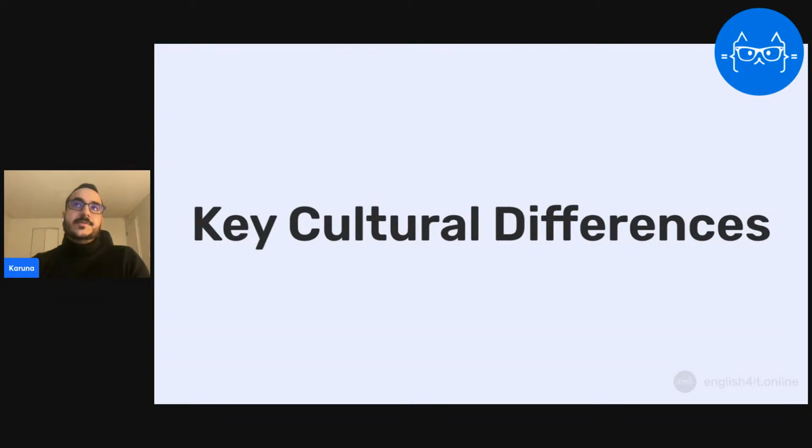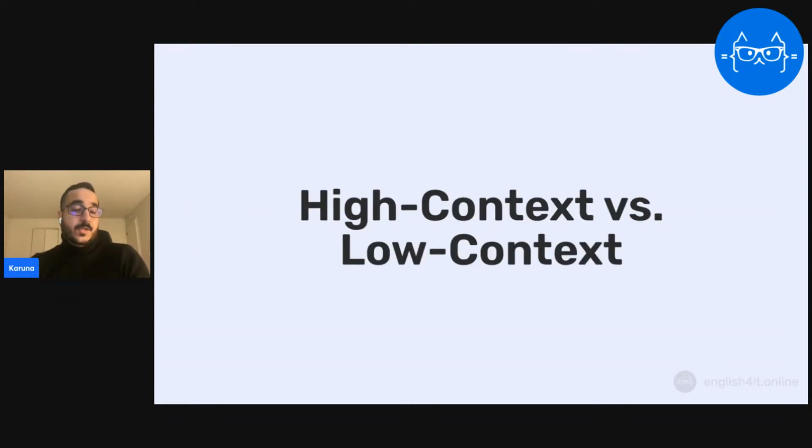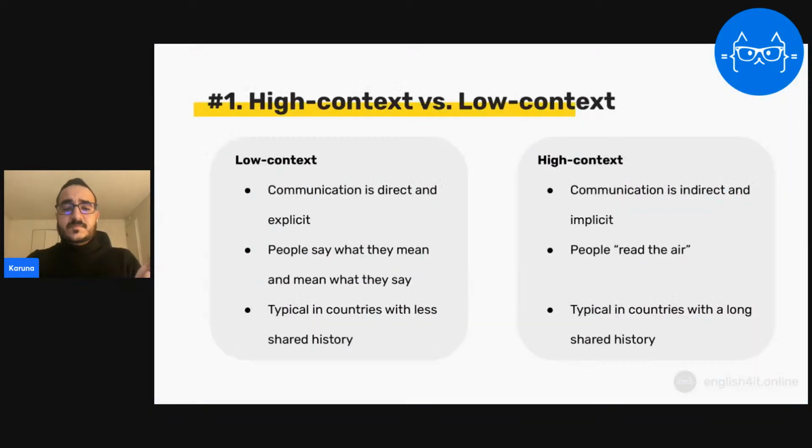So, what are some cultural differences or concepts that you can look out for when examining how a culture communicates? The first thing I want to talk about is high context versus low context cultures. This idea comes from The Culture Map, the book I was talking about, and it essentially categorizes cultures into two communication types: cultures that use high context communication and cultures that use low context communication.